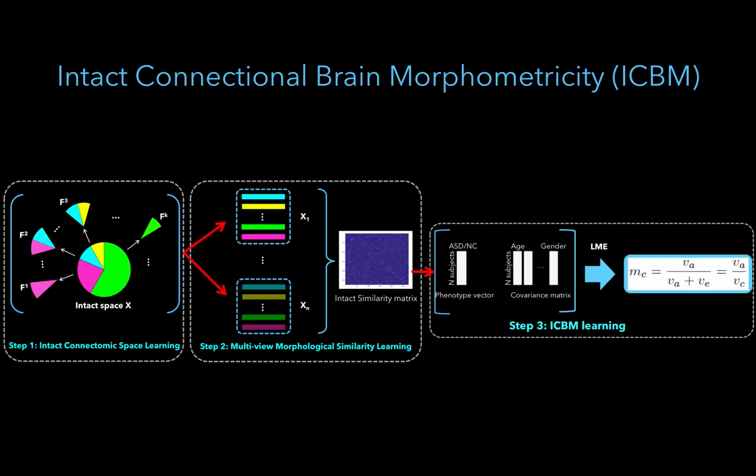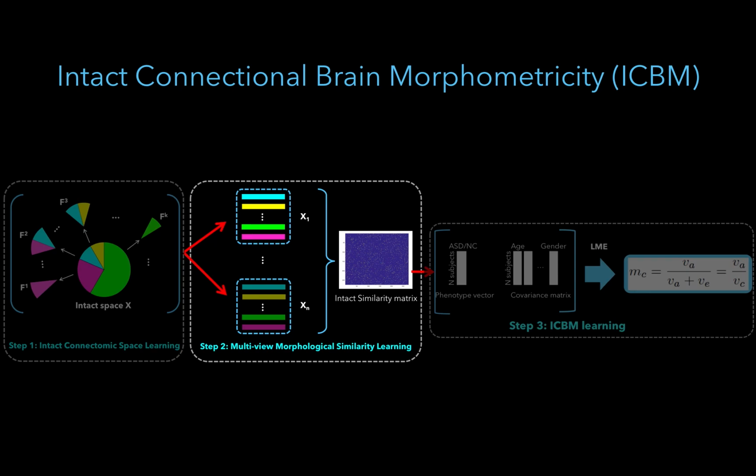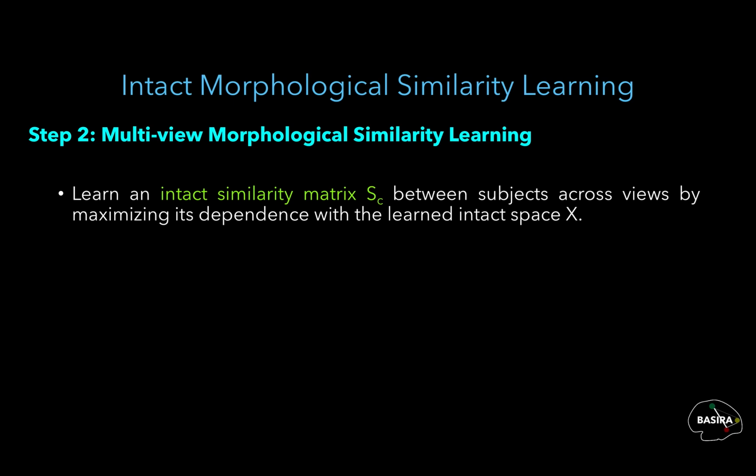So the second step of the intact morphological similarity learning is the multi-view morphological similarity learning. We are trying to estimate the similarity between all samples in the dataset based on their morphological brain views. After learning the intact connectomic space, we learned the multi-view morphological similarity SC between subjects across views by maximizing its dependence with the learned intact space X.